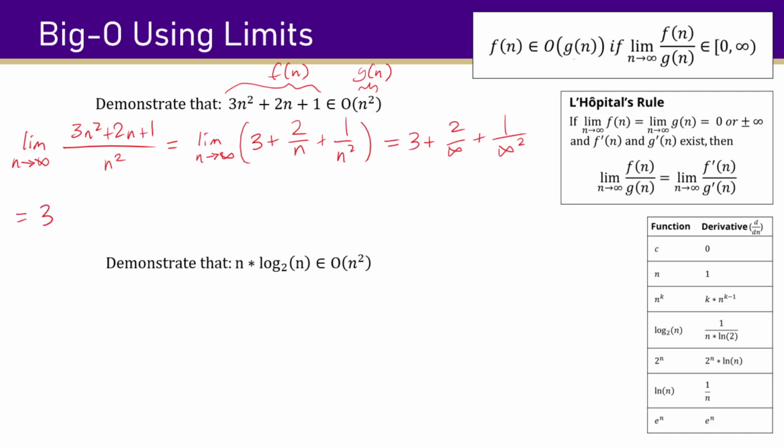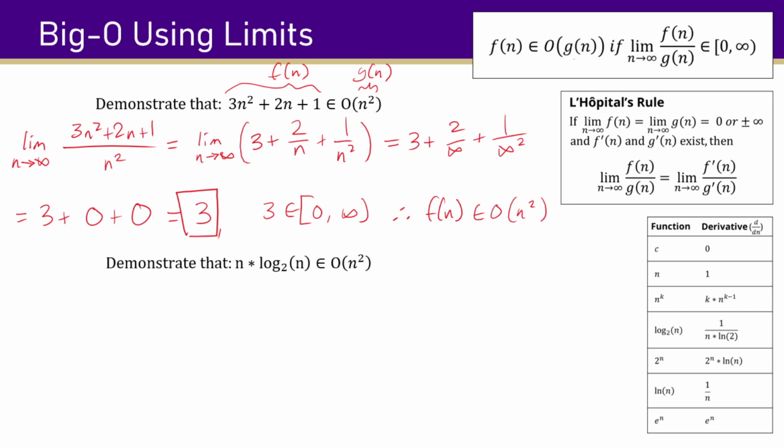Of course, that's going to give us 3 plus 0 plus 0, right, which is equal to just 3. And we know that 3 is, of course, in the range between 0 inclusive to infinity exclusive, right? Therefore, we've demonstrated that our f of n is big O of n squared. All right, so this is the value we want to focus on.